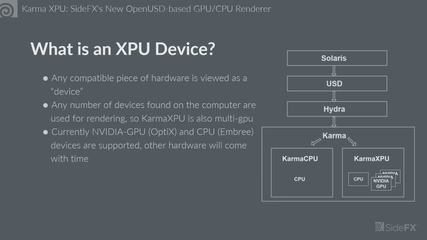So now onto some more of the technical details. First up, what is an XPU device? Any compatible piece of hardware is viewed as a device, meaning any number of devices found on the computer are used for rendering, meaning Karma XPU is also multi-GPU. Currently, NVIDIA GPU devices and CPU devices are supported. Other hardware will come with time. And this is an interesting diagram. You can see how Karma CPU is a completely different renderer from Karma XPU, even though Karma XPU has a CPU component to it.